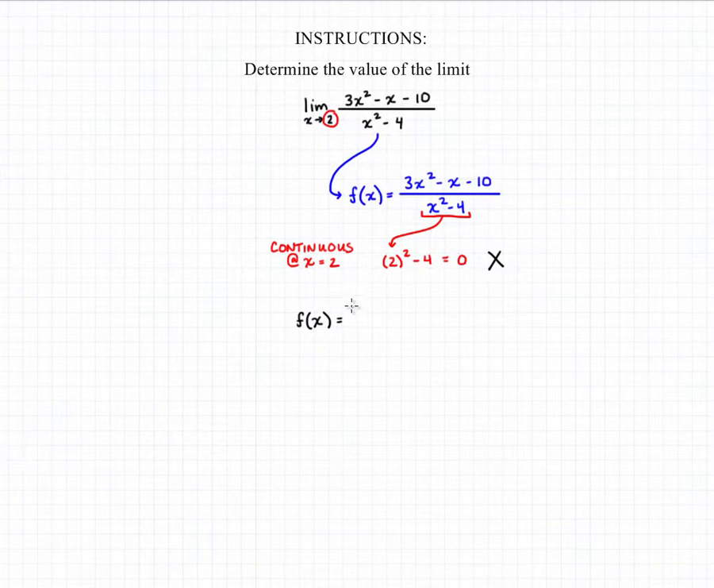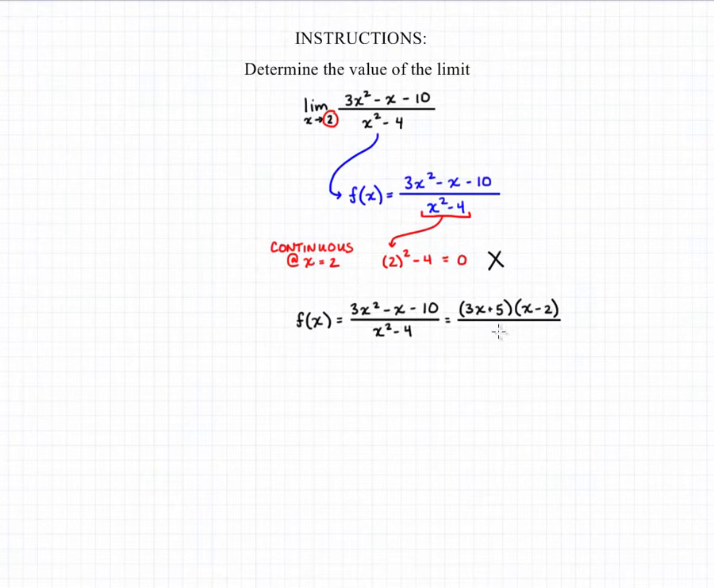However, because we're dealing with a function that has a polynomial in the numerator and the denominator, there's a chance that we could factor both of these polynomials and end up with an abridged version of our function where we can use direct substitution. So if we factor the numerator, we get (3x plus 5) times (x minus 2), and the denominator gives us (x plus 2) times (x minus 2).